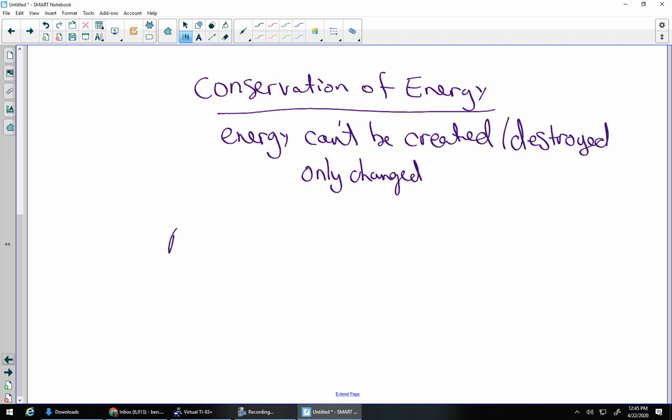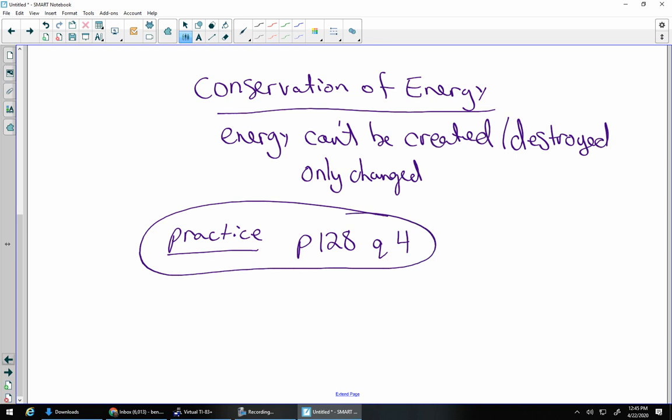And the only essential practice that you have for this one is page 128, question 4, all about the West Edmonton Mall water slide. See if you can figure out the energy conversions as the person gets from the top to the bottom. The rest of those questions are all enrichment, and you don't necessarily need to have a look at them. Again, feel free if you want to, but focus on the essentials first.